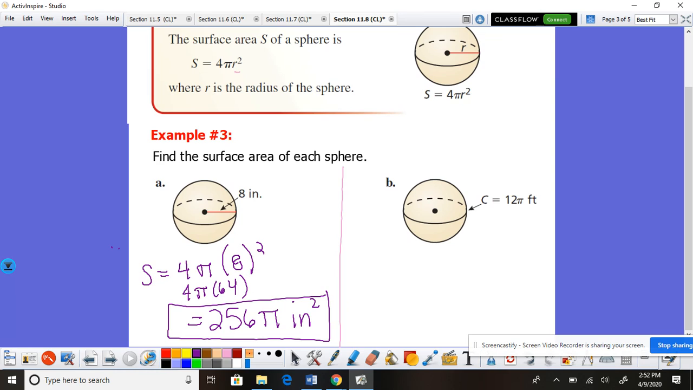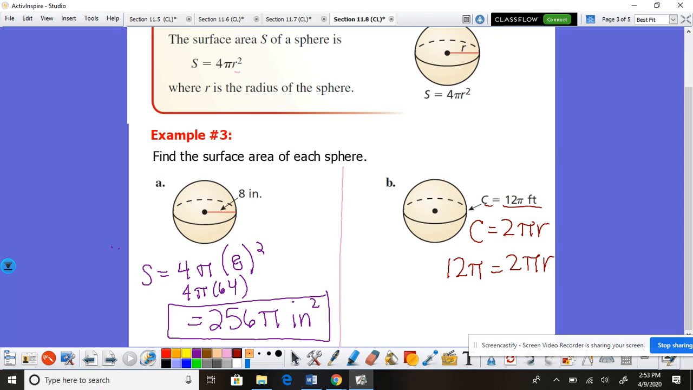All right, part B, you have to work a little bit harder. Here we know the circumference is 12 pi. Notice when I'm trying to find the surface area, all I need is the radius. The circumference doesn't give me the radius. Circumference and radius are two different things. But I can find the radius from my circumference. Remember, my circumference is the same thing as 2 pi r, back in section 11.1, 11.2, one of those. It tells me my circumference is 12 pi, so I'm going to plug 12 pi in for C. That's going to equal 2 pi r.